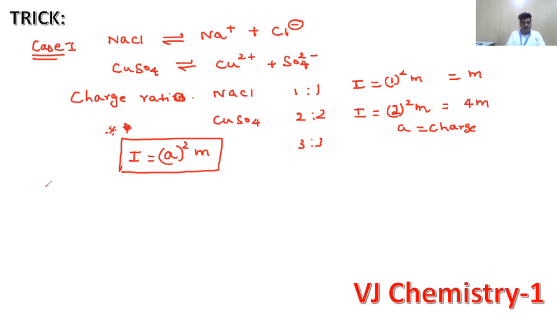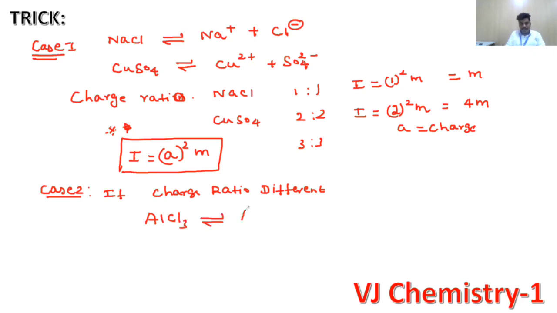This is case 1. What is case 2? If the charge ratio is different, see, if we take AlCl3, the dissociation is Al3 plus and 3Cl minus. The cation charge is 3 and the anion charge is minus 1, so the charge ratio is 3:1.